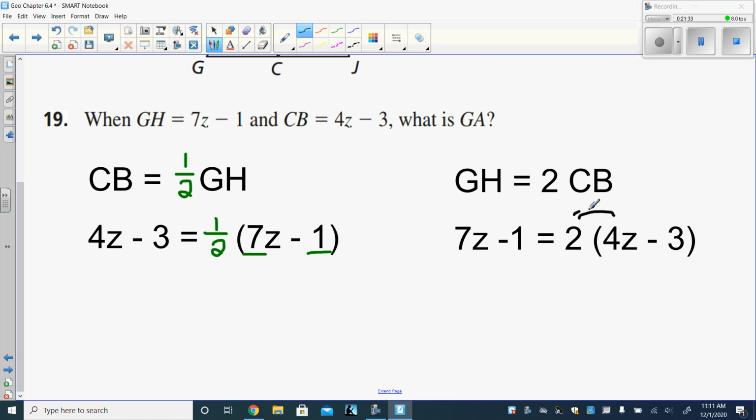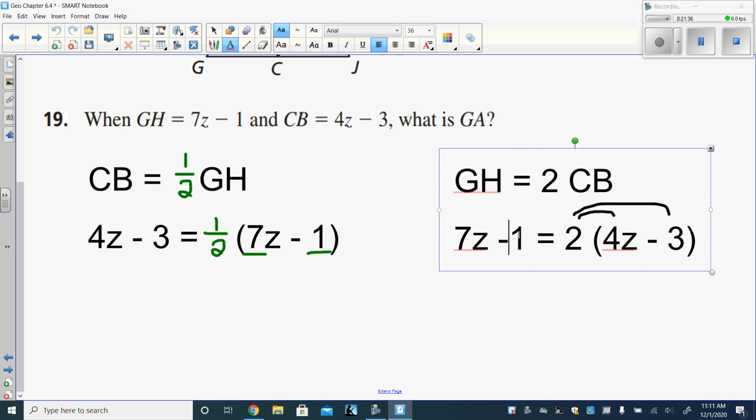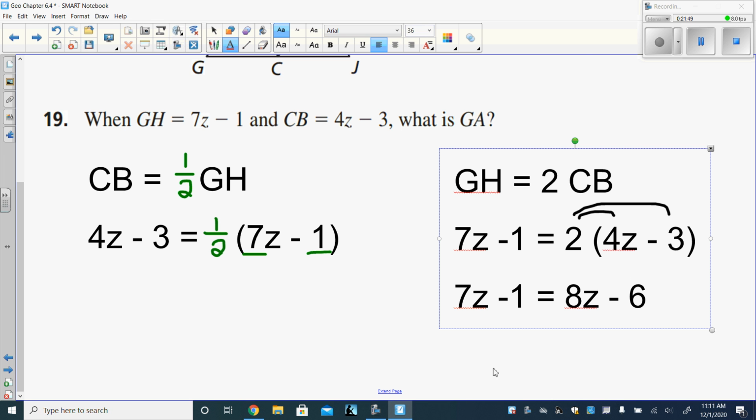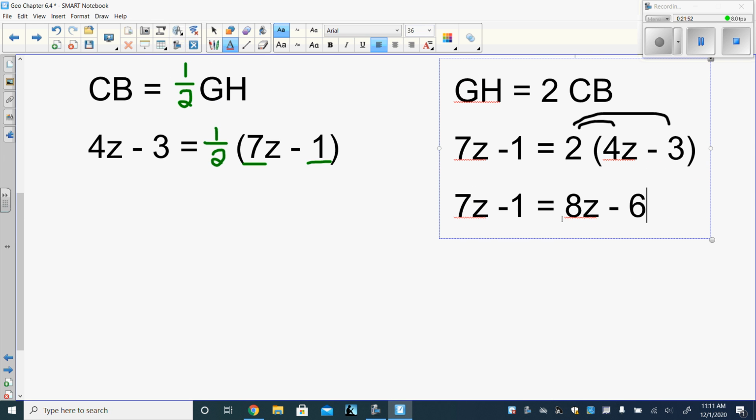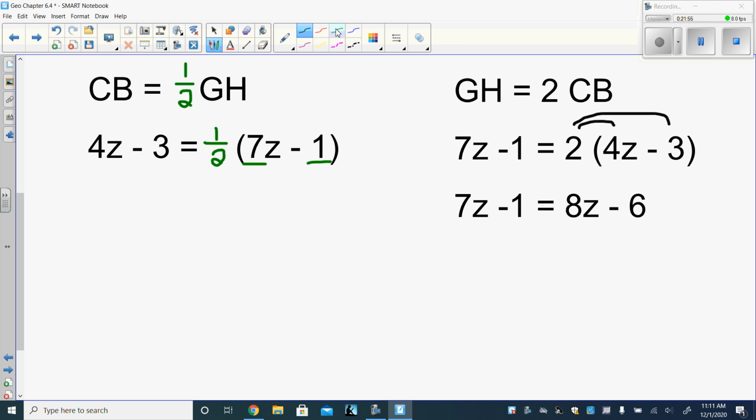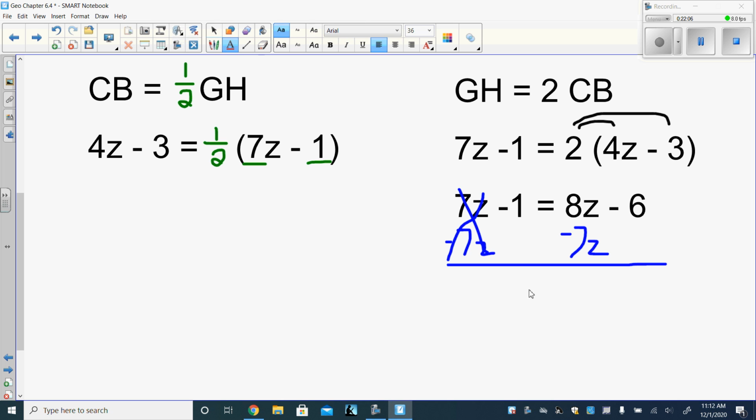So what I would do first is distribute the 2. If we distribute the 2, the 7z minus 1 is not going to change, but 2 times 4z will give us 8z, and 2 times negative 3 would be negative 6. Now we just need to solve for the value of z. So I'm going to get z's on the same side, and to do that, I'm going to subtract 7z from both sides. The 7z minus 7z will be 0, and what that leaves us with is negative 1 is equal to z minus 6.